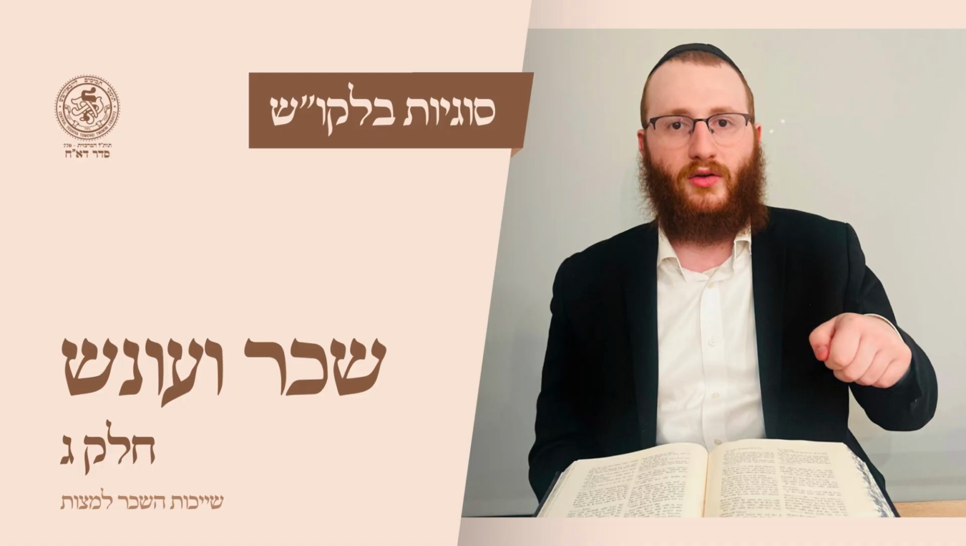Atzmos is not definable because that's the emes. The emes is that the Eibishter is Bilti Nimtza. The emes is that there are no definitions that could define the Eibishter in any way. The only definition that could be given to the Eibishter is that the Eibishter is a nimtza, that is an existence, and that's the only thing we know about Him.